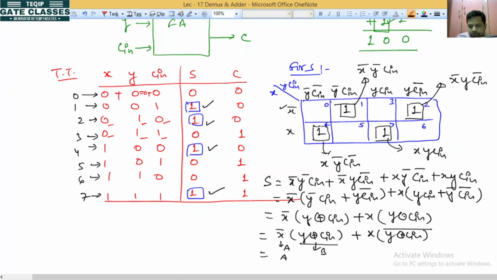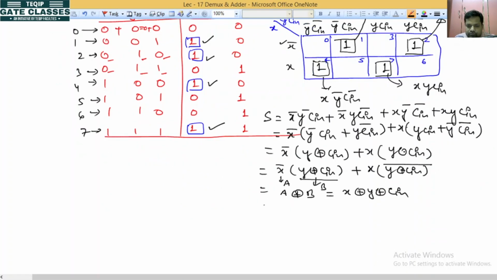So it is a XOR b. So what will be a? A is x XOR b is y XOR c in. So this will be the function for sum. So sum will be x XOR y XOR c in.